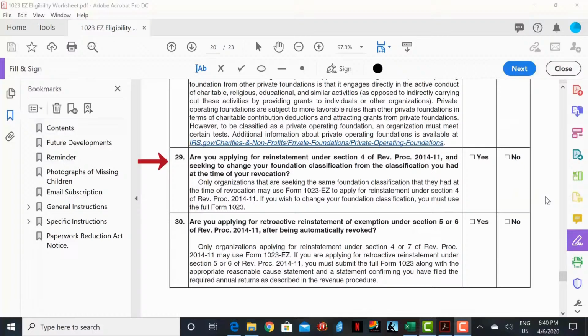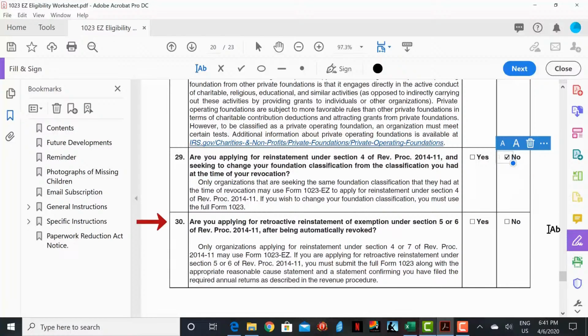29. Are you applying for reinstatement under Section 4 of Rev Procedure 2014-11 and seeking to change your foundation classification from the classification you had at the time of your revocation? No.